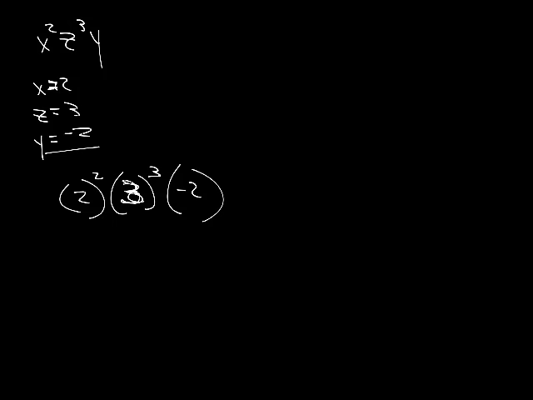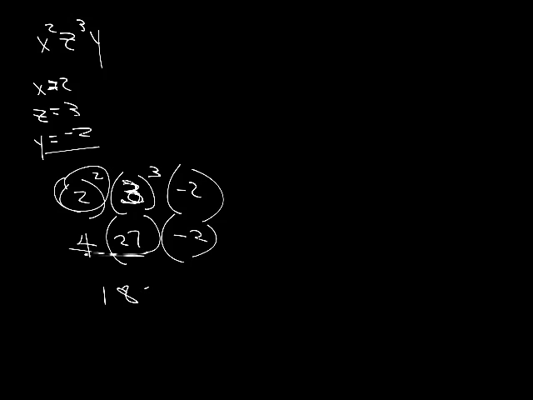There we go. Alright, so this is going to give me 4, this is going to give me 27, and this is negative 2. So 4 times 27 is 108. We're going to multiply that by negative 2, and that's going to give me negative 216 for an answer there.